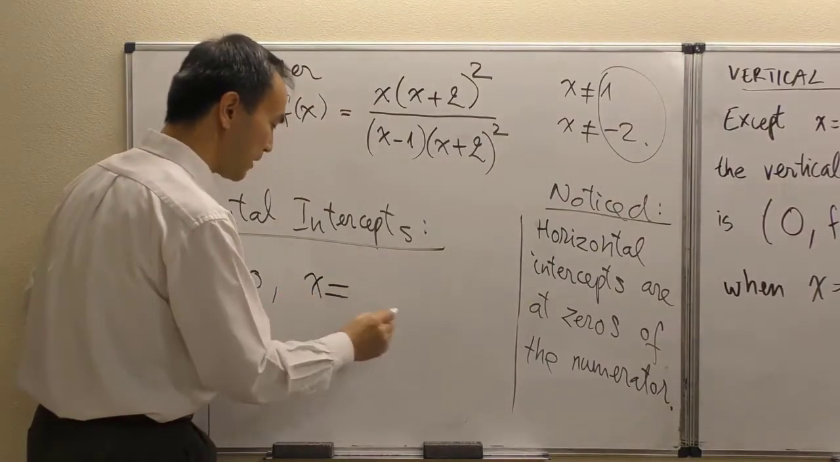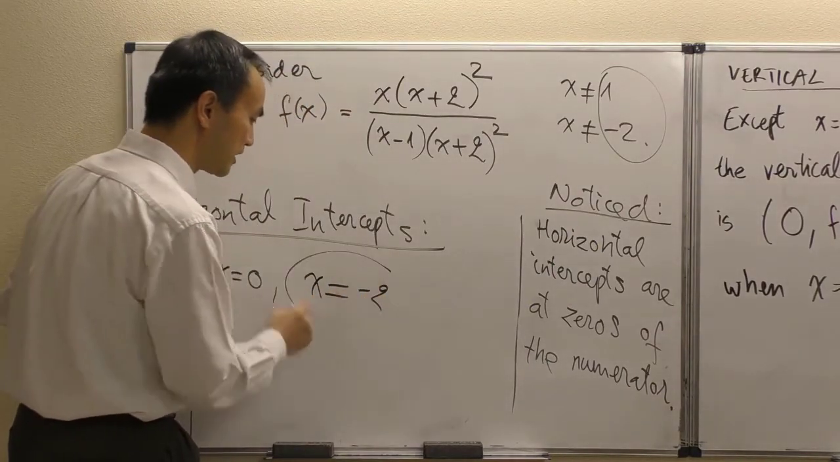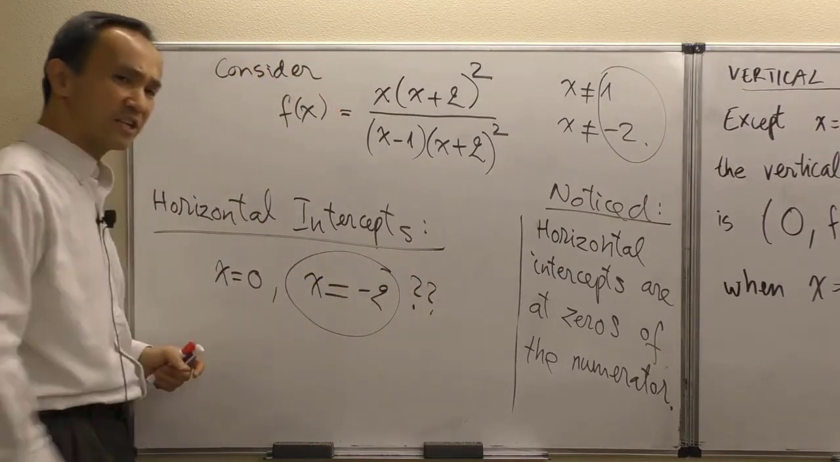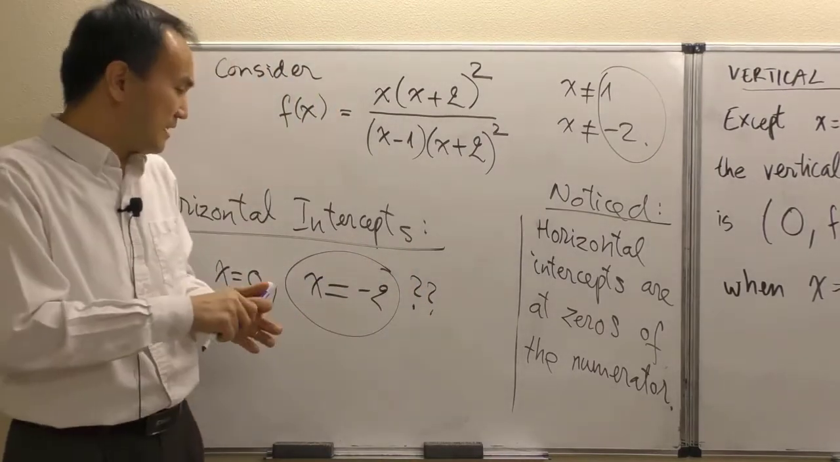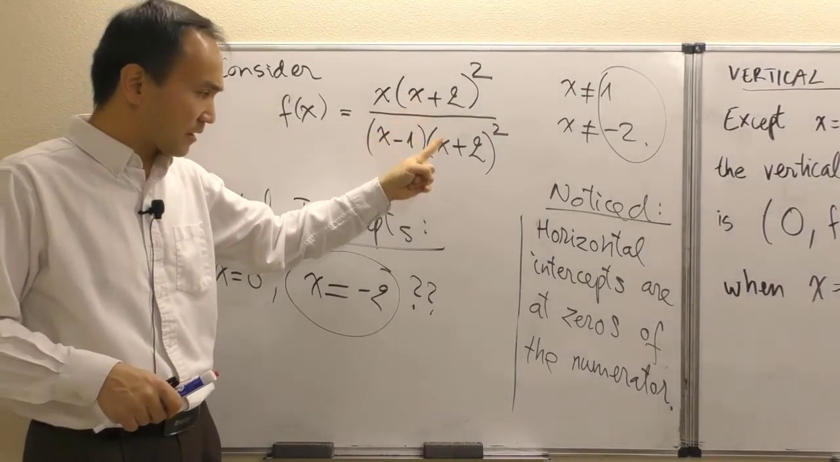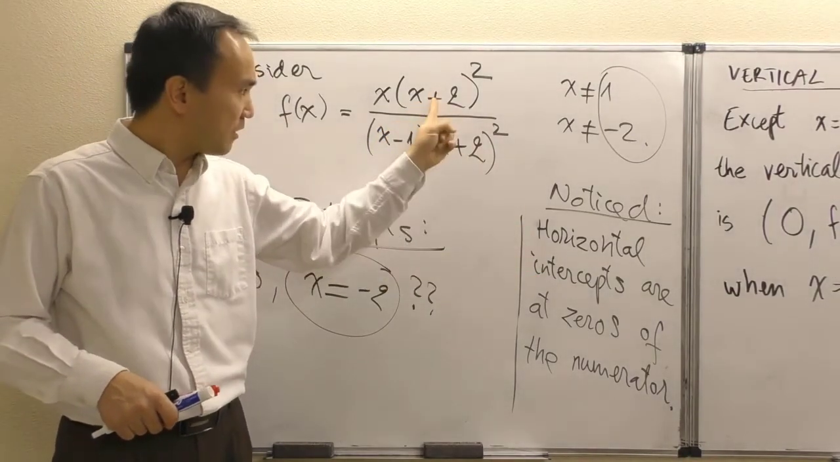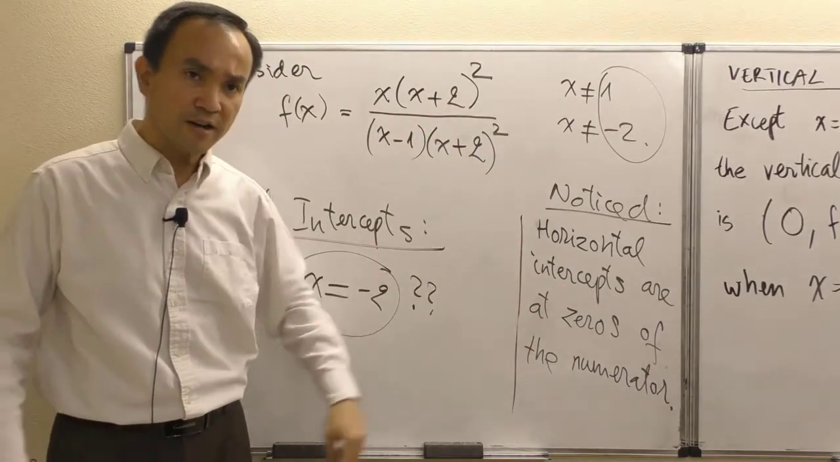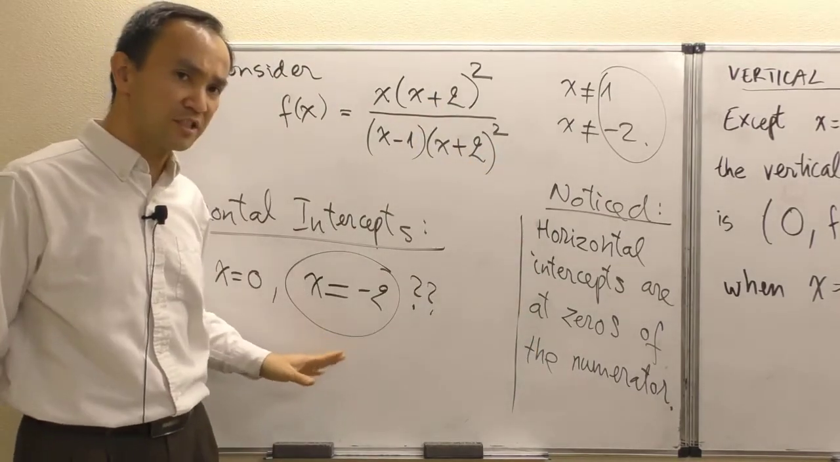technically aren't we supposed to have another one at x equals negative 2? So what about x equals negative 2? Because x equals negative 2 is also a 0 of the numerator. But how come the graph just does not show it this time?